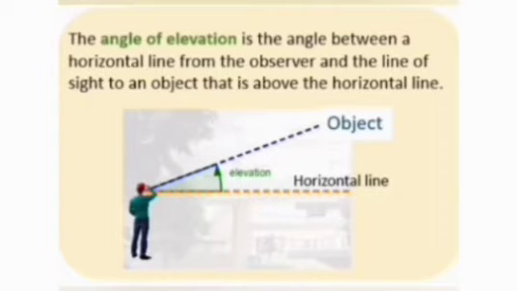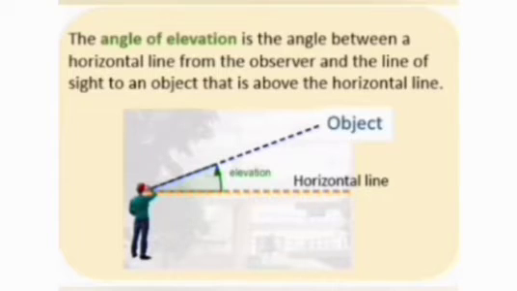What is angle of elevation? The angle of elevation is the angle between a horizontal line from the observer and the line of sight to an object that is above the horizontal line. That means if the object is above the horizontal line, then the angle between the horizontal line and line of sight is called angle of elevation. What is horizontal line? A line drawn parallel to the earth's surface from the observer's eye is called horizontal line.